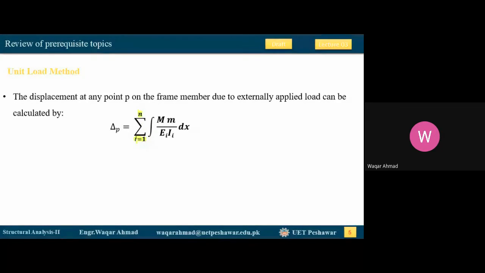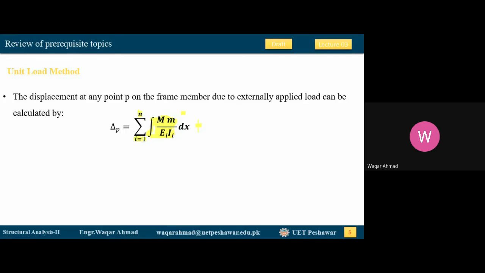So when i is equal to 1, you are applying this whole term, this integration term, to member number 1. When i equals 2, you are applying the same term to member number 2. And this summation means that you are then adding them. You apply it to the first member, you have the value, you keep it, then you apply it to the next member and add it with the previous value, and so on, until the total number of frame members are solved for this term.